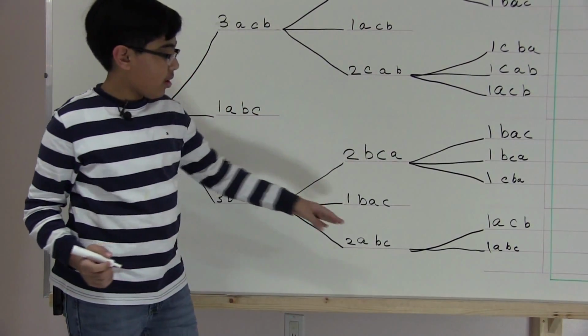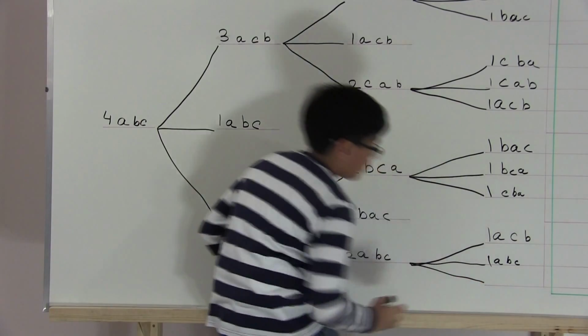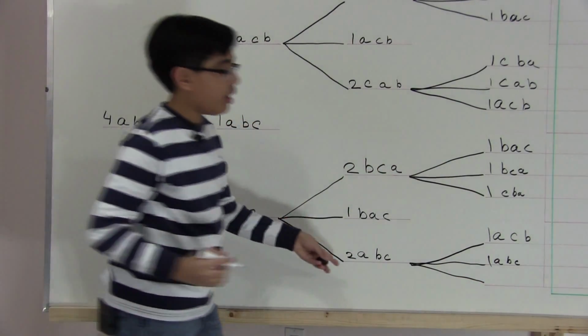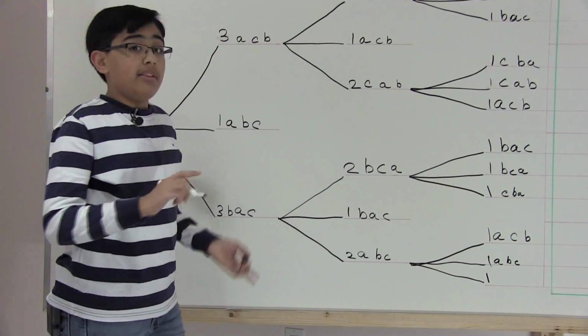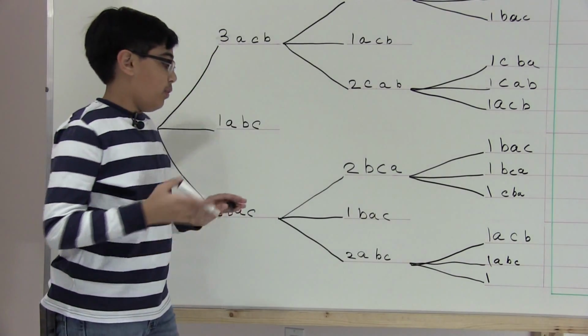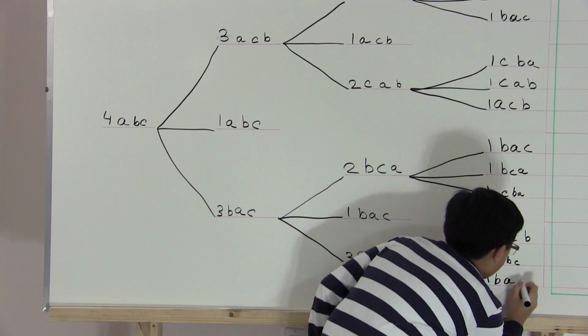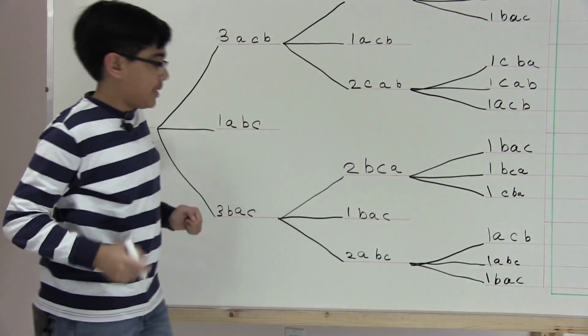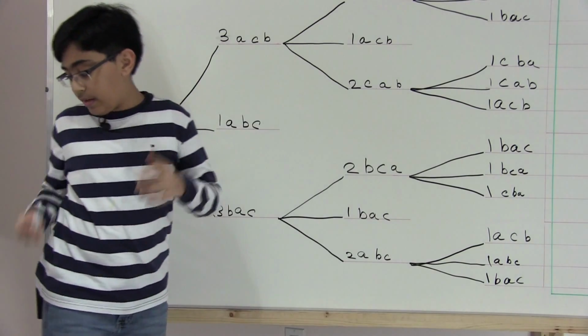Next, the third child node. So let's just do that. Now we know 2 minus 1 is 1, so that would mean the number of disks is 1. And then A and B flipped is BA, so BAC. Meaning this will be the end result. And now we have completed our tree.